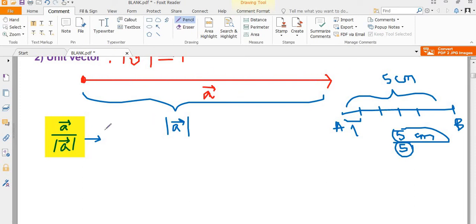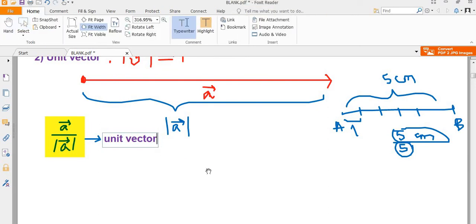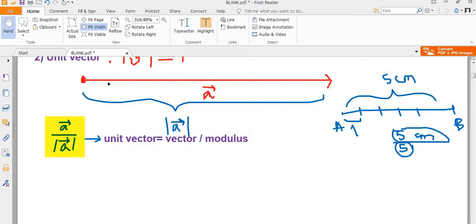So this red vector that I have corresponds to this unit vector. This is the unit vector corresponding to a vector. So essentially, what is a unit vector? A unit vector is a vector divided by its modulus. So unit vector is equal to vector divided by its modulus. That is how we define a unit vector for any vector given in any direction. This vector could have been in any direction, and the expression would have been the same.